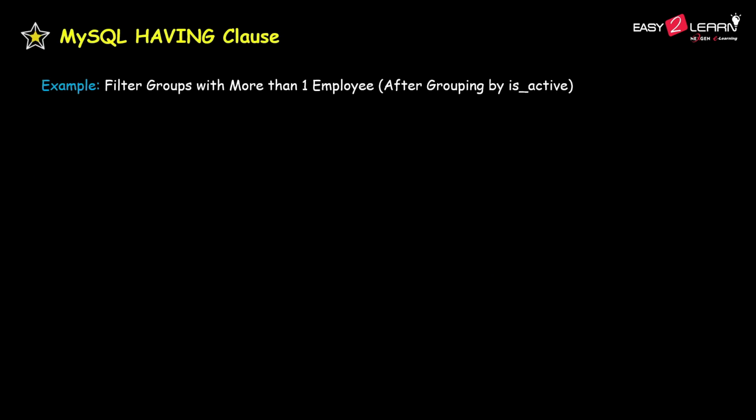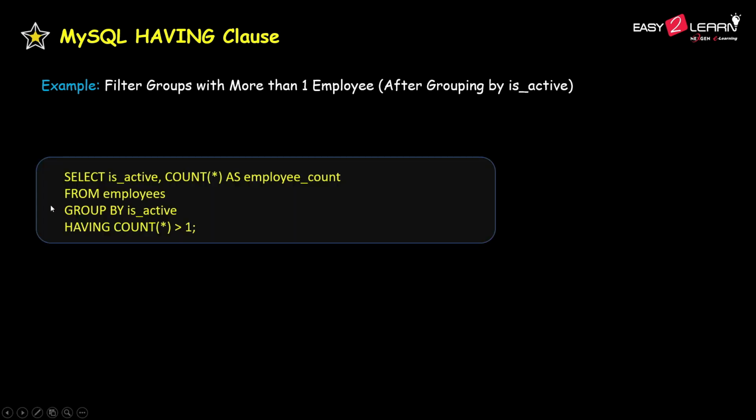So we need to filter the groups with more than one employee. So here they're asking we need to group on is active. That means I want to retrieve the employees who are active. That is one condition. Those who are active, after grouping, I want more than one employee. Okay, so more than one employee. So let's see the query.